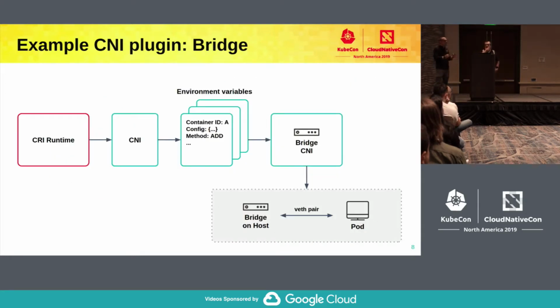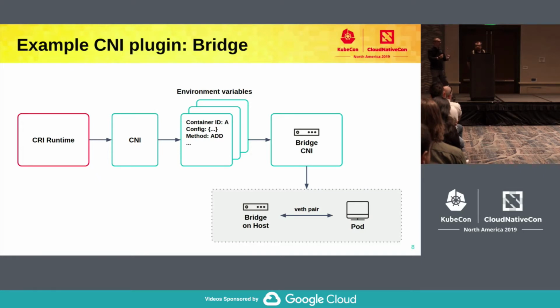So just to go over a quick example of a reference CNI plugin, this one goes over Bridge. Basically the flow of what happens is that you'll have a container runtime. It's going to call CNI, which in turn will run your plugin. And there's going to be a series of variables that are sent along to the CNI plugin. It's going to contain an entire configuration. It's going to contain your container ID, and it's going to contain a method or operation that's currently being performed, such as add or delete, and there's a number of other methods that are there.